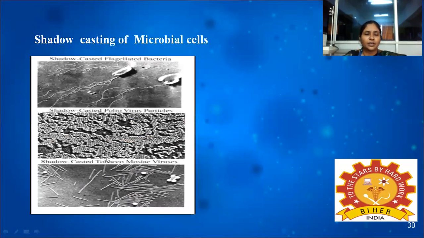So this is the picture of the shadow casting of microbial cells. Various microbial cells of different shapes and structures are revealed through electron microscopy by this simple shadow casting technique. Shadow casted is a flagellated bacterium, with thin, long, elongated fibers attached to it. In the next picture, shadow casted poliovirus particles with polyhedral shapes are arranged in groups. And next is tobacco mosaic virus, having rod shaped structures.